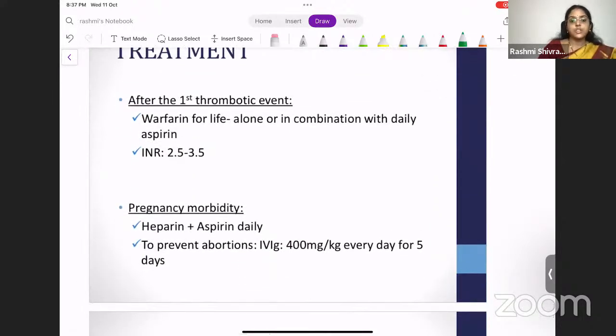Treatment, usually you give warfarin for the patient. If there is a thrombotic event, then you give the patient warfarin, and you must maintain the INR between 2.5 to 3. If there is increased pregnancy morbidity, then you put the patient on heparin and aspirin. If the patient is having consecutive abortions, then you put the patient on heparin and aspirin for the next pregnancy, given daily.